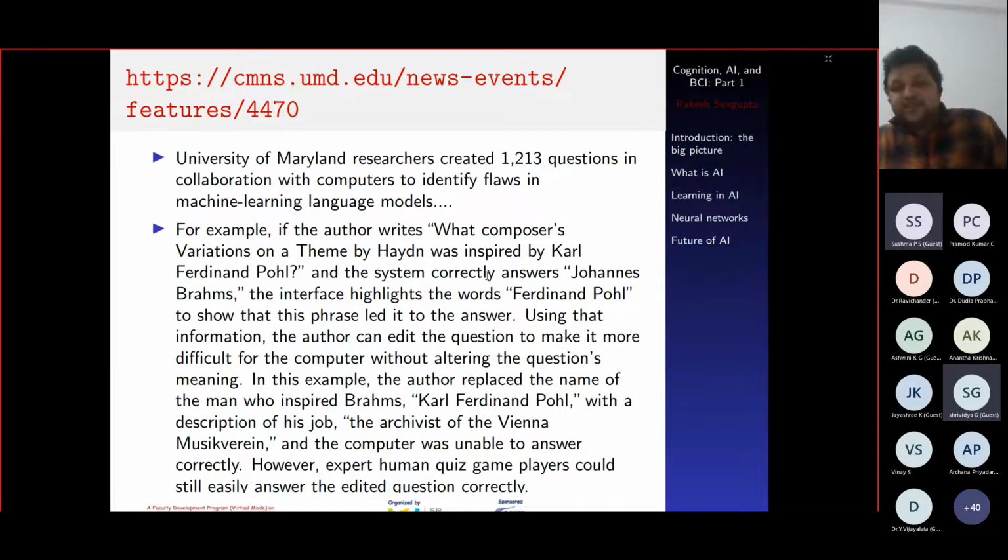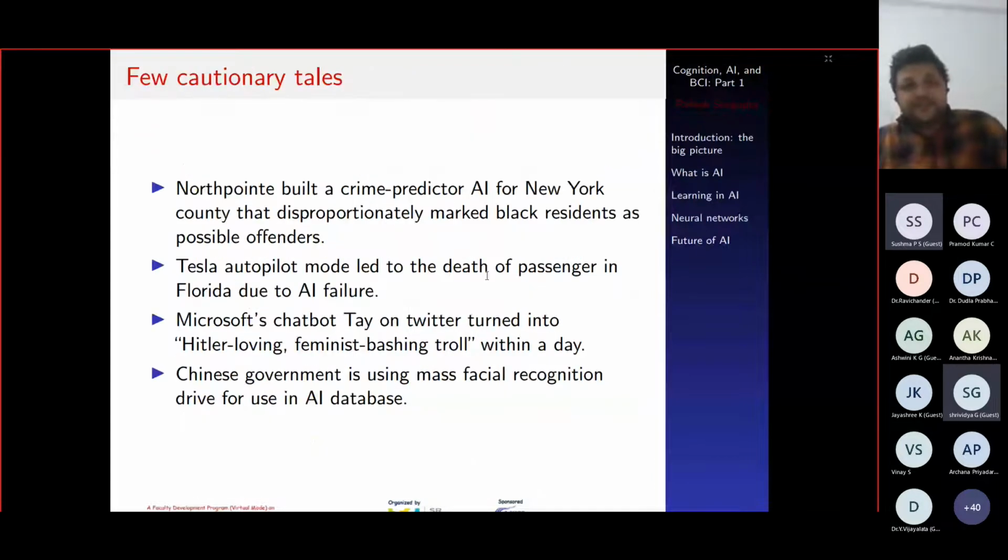For example, the author replaced the name of the man who inspired Brahms, Carl Ferdinand Pohl, with a description of the job, like the archivist of the Vienna Musikverein or something like that. And the computer was unable to answer. But the expert human quiz game players would still easily answer the edited questions correctly. And if you want to look at the news, you can take a look at the University of Maryland study.